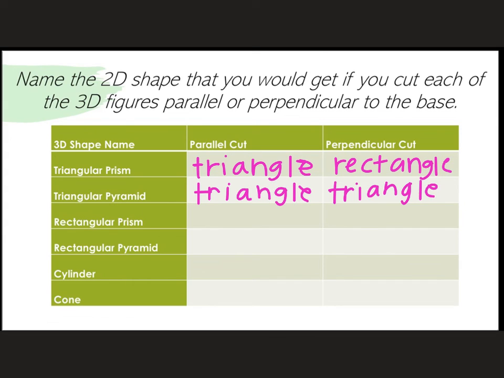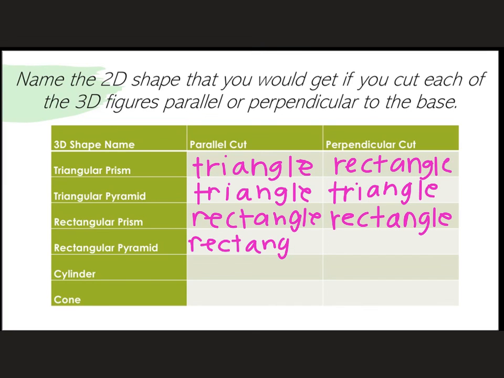Rectangular prism, my bases are a rectangle and my sides are a rectangle. So for both of these, perpendicular and parallel, I would see a rectangle. Rectangular pyramid, my base is a rectangle, so if I made a parallel cut, I would see a rectangle. If I made a perpendicular cut, well, my sides in a pyramid are triangles, so a perpendicular cut would show me a triangle.